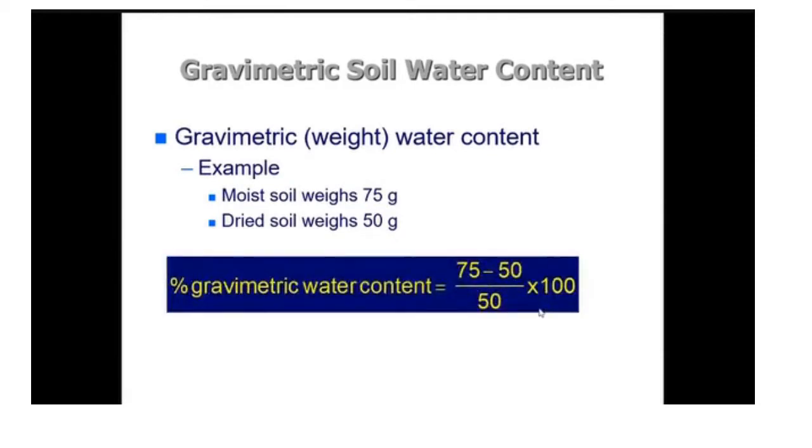Let's take an example on the application of gravimetric and volumetric moisture content, and let's start with the gravimetric moisture content. Assume that you take a soil and its weight was about 75 grams before putting it in the oven. After 24 hours at 105 degrees Celsius, the mass of the soil reduced to 50. So how can you calculate the gravimetric moisture content? Very easy. Moist minus dry over dry: 75 minus 50 divided by 50 times 100, and that gives you 50%.